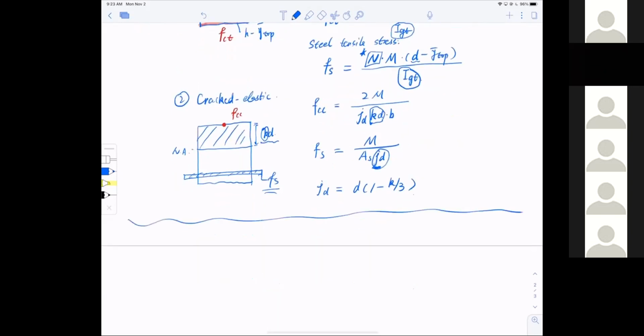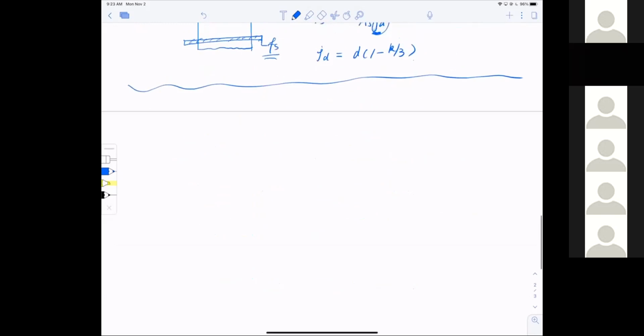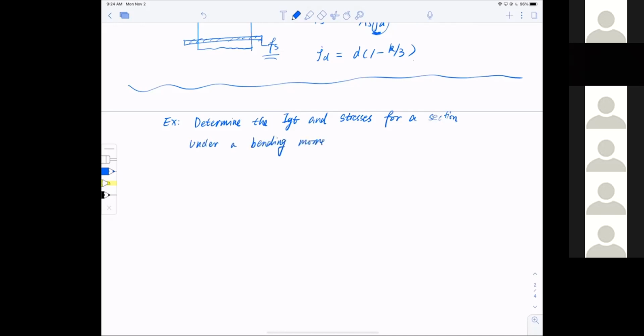Example: determine the IGT, the transformed section moment of inertia, and the stresses for a section under a bending moment of 45 kip-feet.